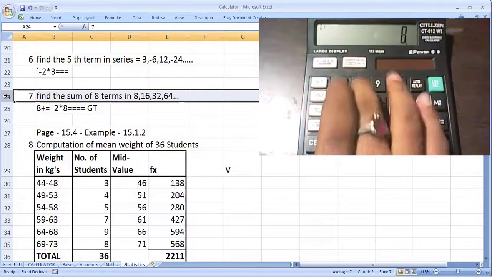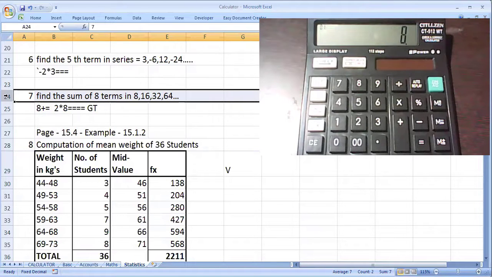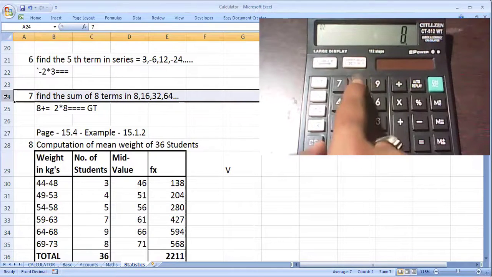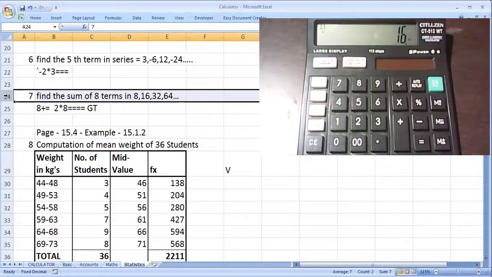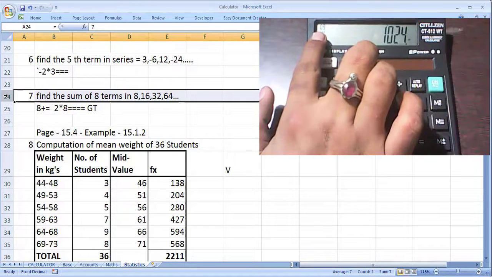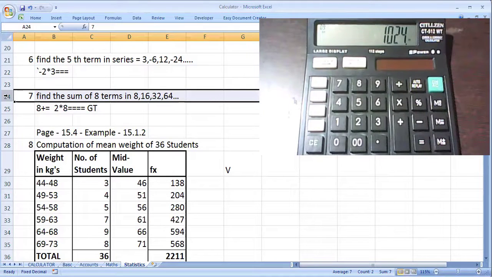So how can we know the value of the eighth term? First press 2 into 8 equals to 16. So what is the number now? Then 32, plus one more time 64, 128, 256. By keeping pressing like that, we will get the value. So 1024 is the eighth term. Our step is the ninth step here. The ninth step will give you the eighth term.